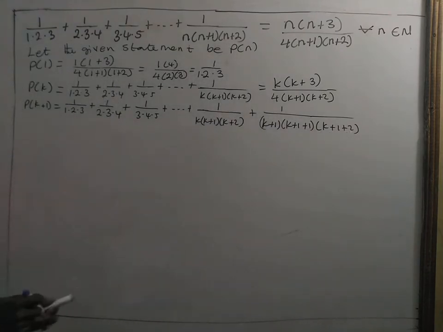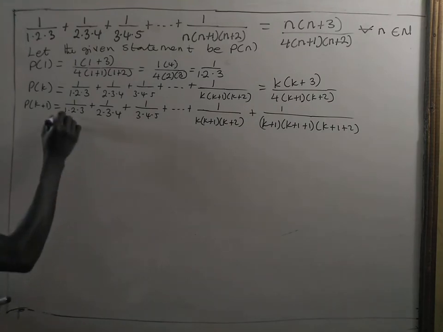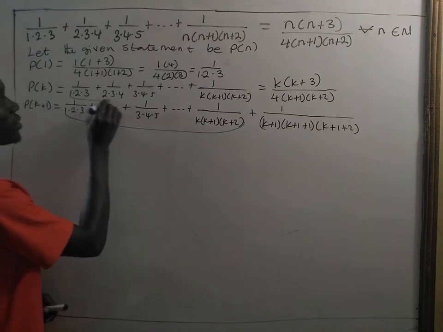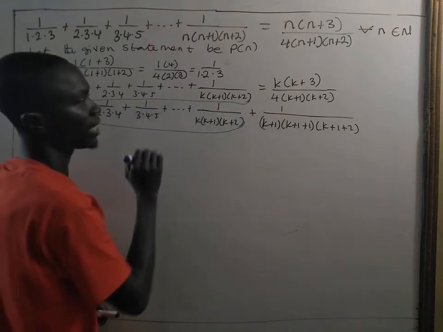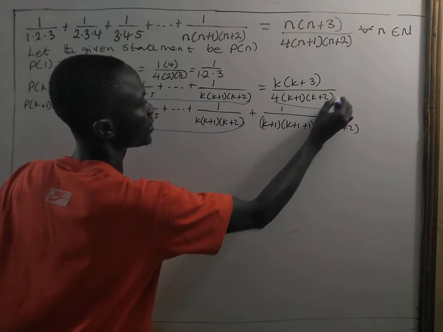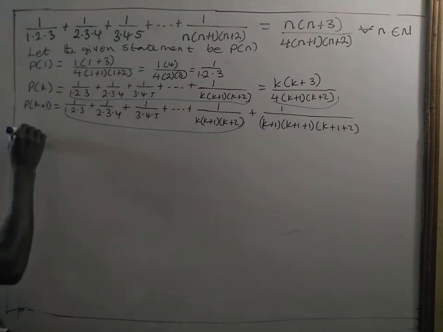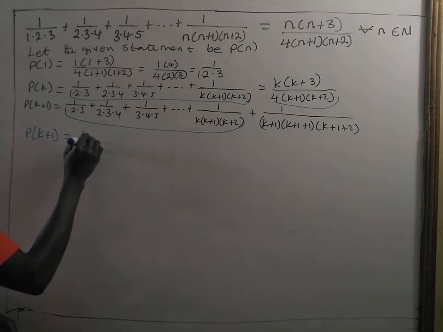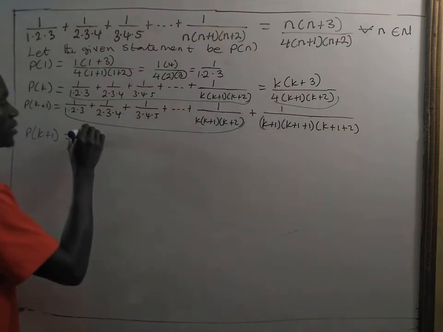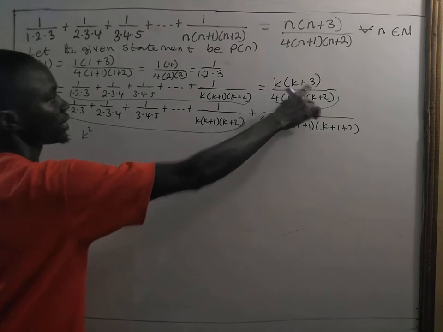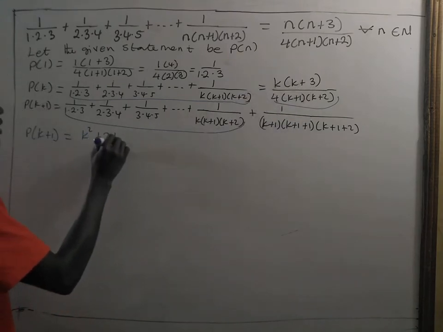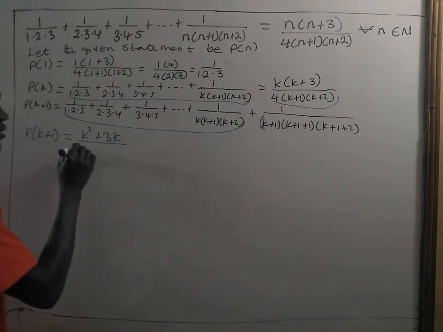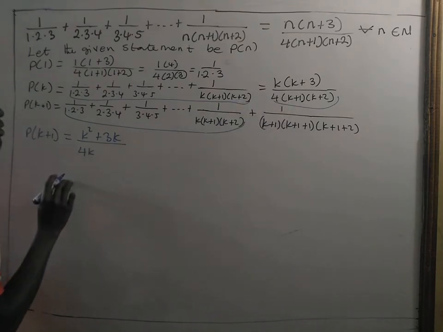Now look at something here. You see that the whole of this expression is Pk, and it is equal to this. So in place of this, you write Pk plus 1 equals k, I'm expanding, k times k, k squared, k times 3 is 3k, divided by 4 times k is 4k.